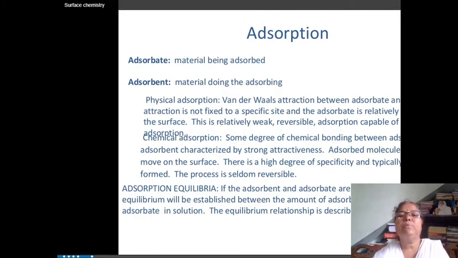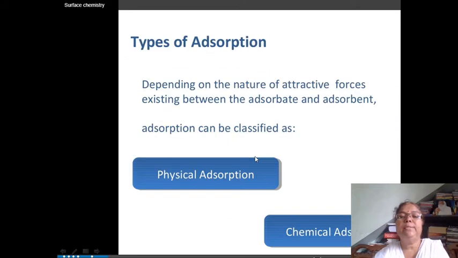Then there are two types of adsorption. First one is the physical adsorption, and physical adsorption occurs due to the van der Waals attraction forces between adsorbate and adsorbent. And the chemical adsorption, this is the chemical bonding between adsorbent and adsorbate. We see in detail later on.